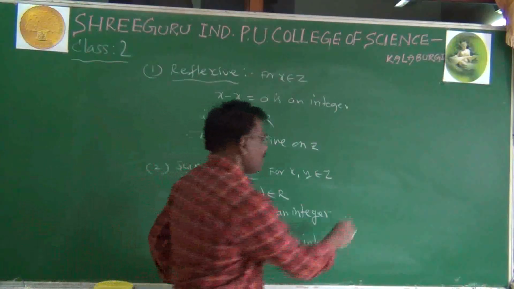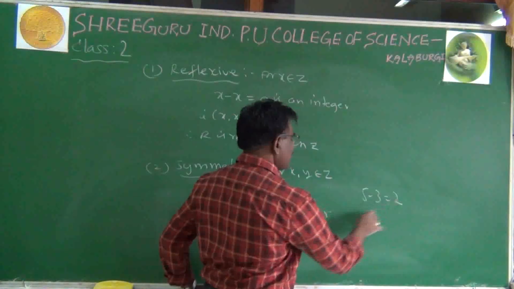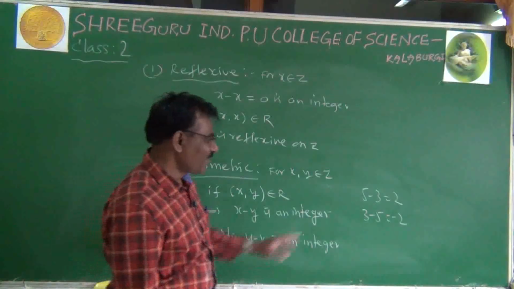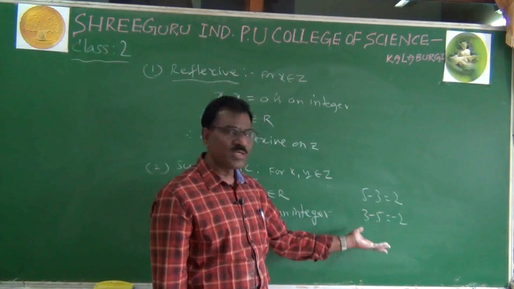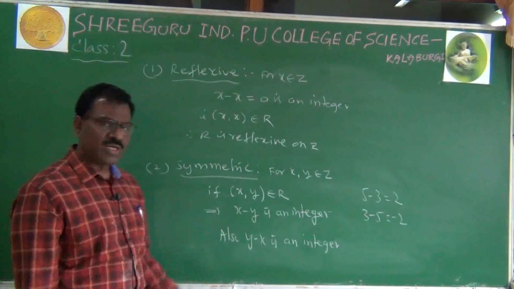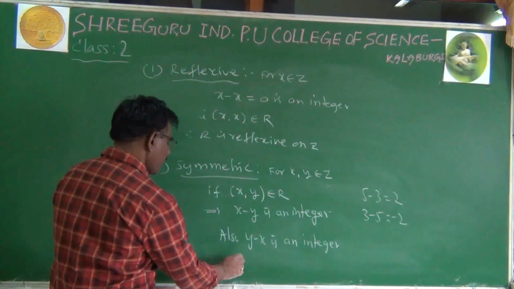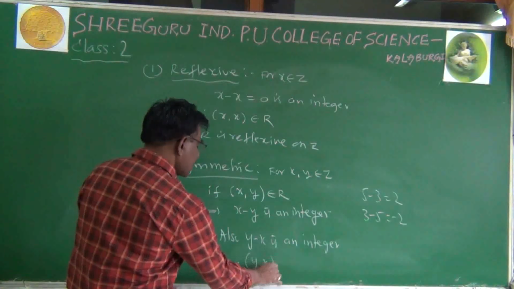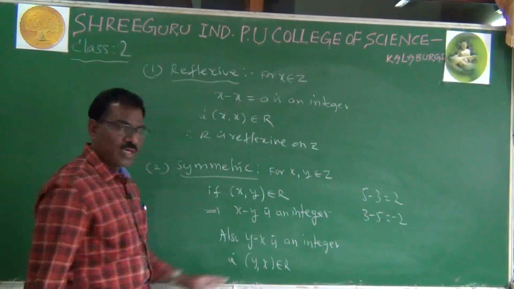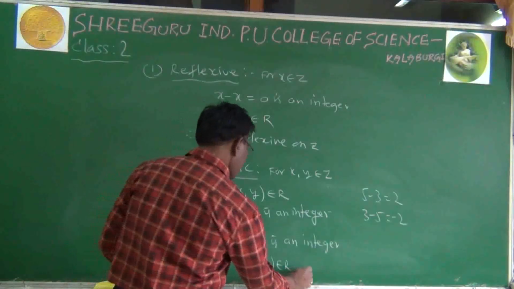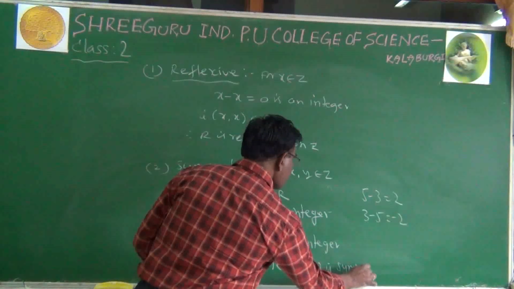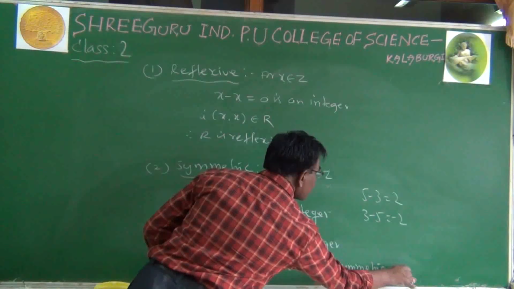For example, 5 minus 3 is 2, answer. 3 minus 5 is minus 2, answer. Both are integers. So X minus Y is an integer, and Y minus X is also an integer. Therefore, what does Y comma X belong to? Y comma X belongs to R. Therefore, R is what? Symmetric on Z.